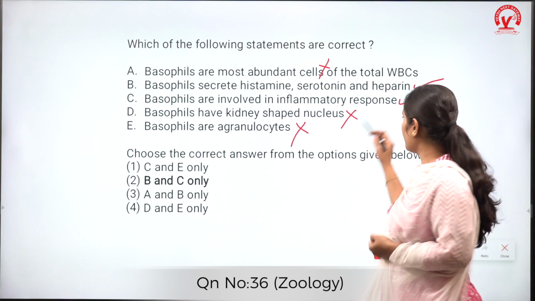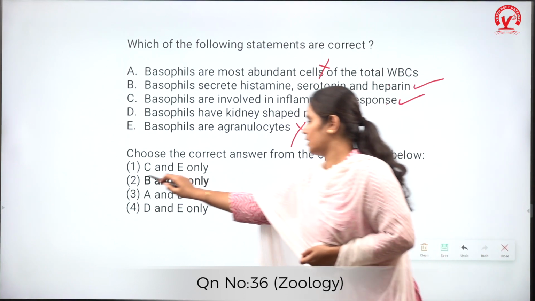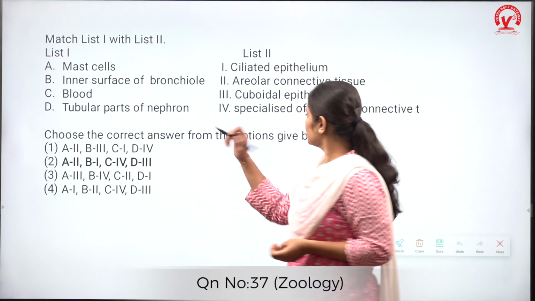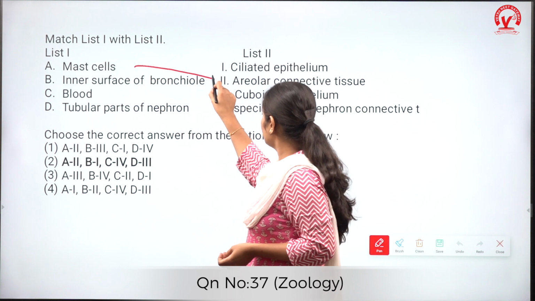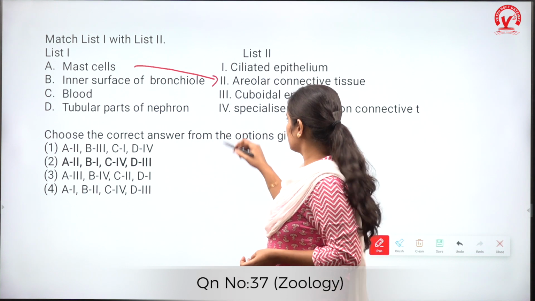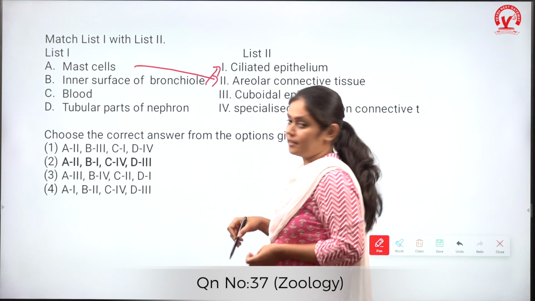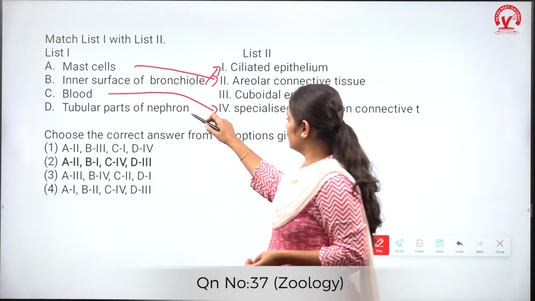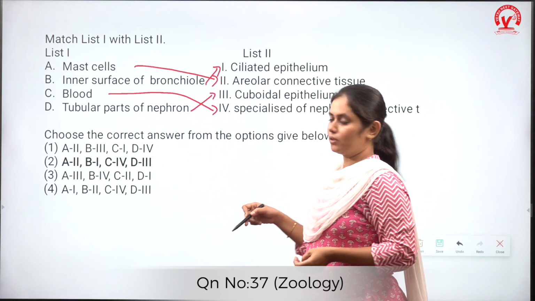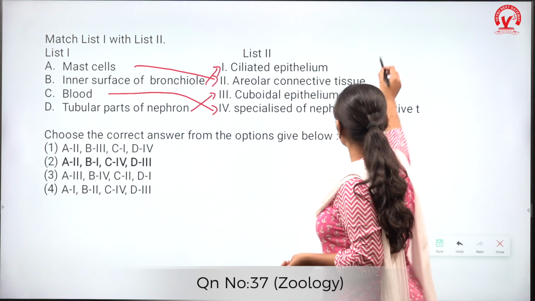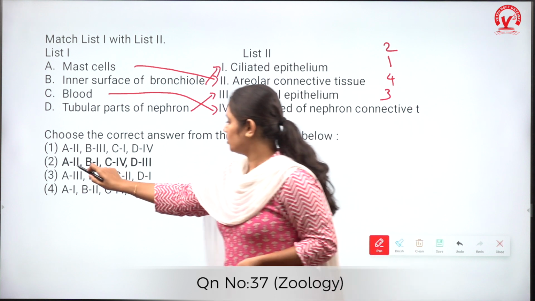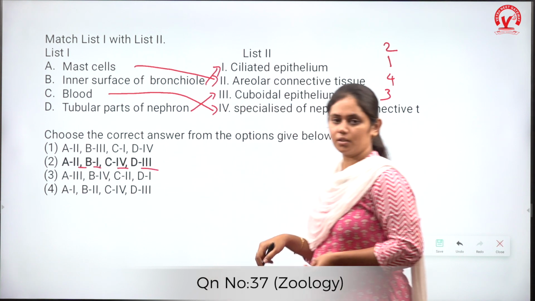So the options B and C are correct. The answer is B and C. Now match the following here. Mast cells are seen in areolar connective tissue. The inner surface of bronchioles has ciliated epithelium, blood is a specialized connective tissue, and tubular parts of the nephron have cuboidal epithelium. So the answer is 2, 1, 4, 3. Option 2.